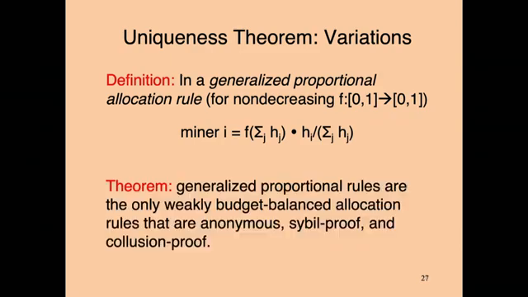And then theorem, there's nothing else, okay? So if you're weakly budget balanced and you satisfy the 3 axioms, your allocation rule must have this form. There must be a choice of the function little f, non-decreasing, so that this is exactly how you're distributing expected rewards.